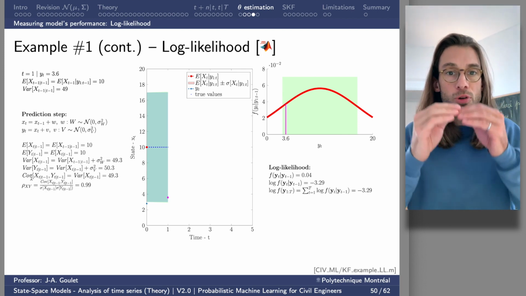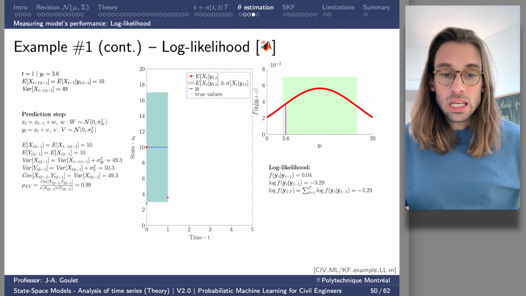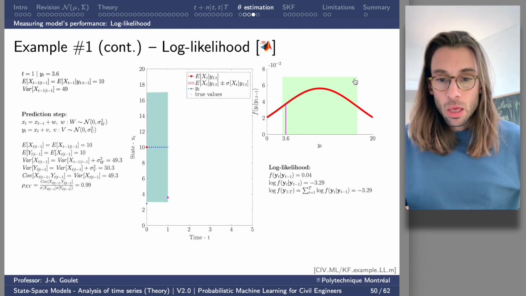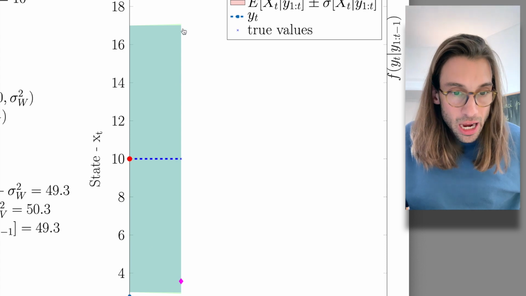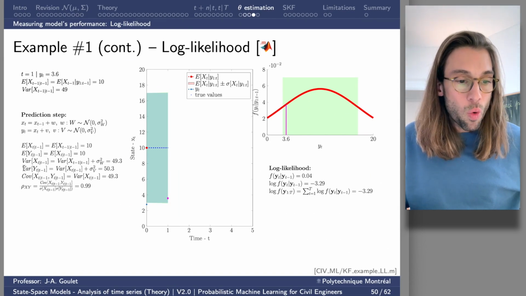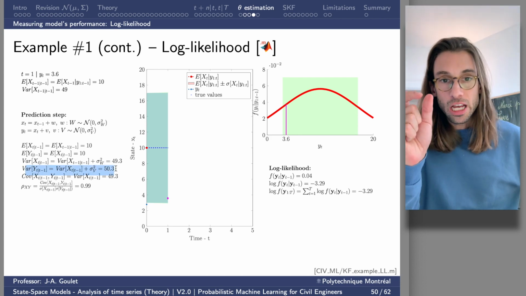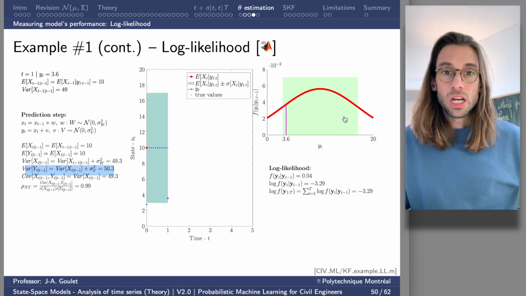But now I'm going to represent explicitly what is the marginal PDF for yt given y1 up to t minus 1. So in this case, it's f of y1 given my prior knowledge. Okay, so this is my PDF. What I have here as a green region is the same as what I have here as my green region, okay? This is the standard deviation, so the square root of what I have here, the square root of 50.3. The expected value plus and minus the square root of 50.3 represent that green region.